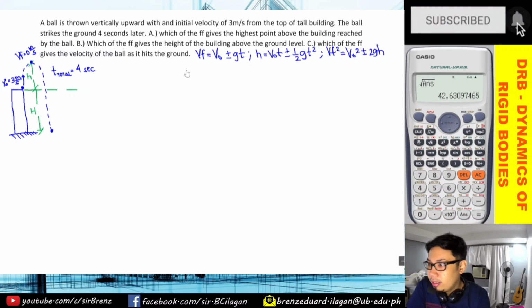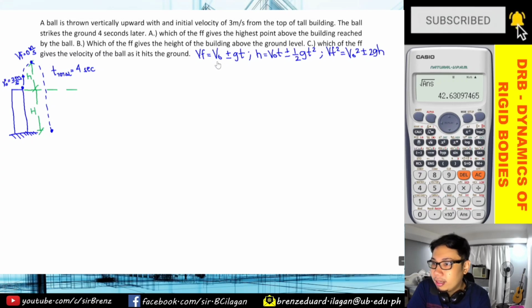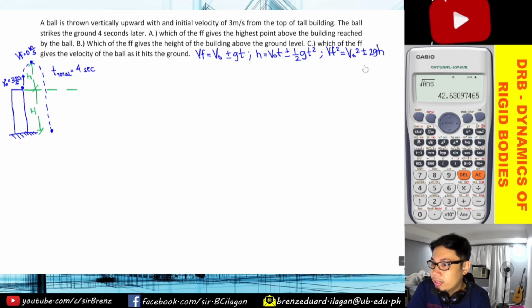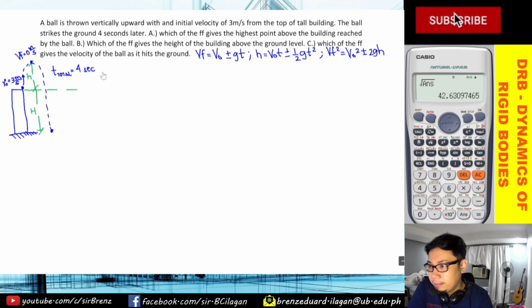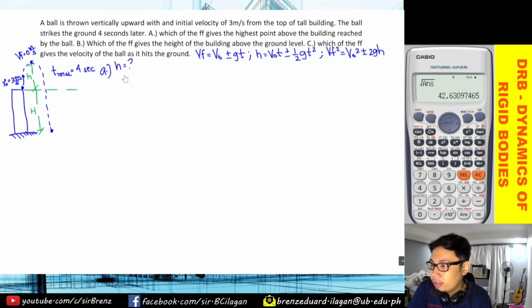Okay, so alin ba yung gagamitin nating equation dito? 2gh. So final, kung ito, wala tayong time. And then kung ito, okay. So combination yan, pwede rin na pala natin gamitin itong third equation. So for letter A, you are required to solve for H, small letter H. So ang gamitin natin dito is yung third equation.